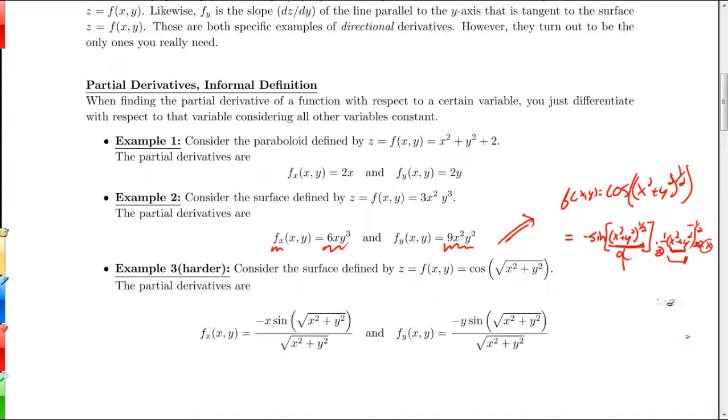And if you play that same game all over again, only consider y the independent variable, the only change that happens at the very end is when you multiply by the derivative of x squared plus y squared, you get 2y. And so that becomes a y. So there are my partials, the partial with respect to x, partial with respect to y, of a slightly harder function.